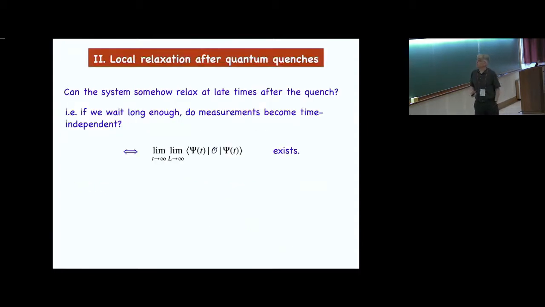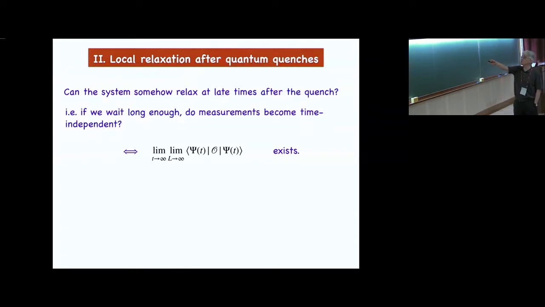Okay. So now, what happens after a quantum quench? I've told you what a quantum quench is. You shake your system initially. It starts out in some quantum mechanical state, and then it evolves. What does it evolve to? What happens as a function of time?